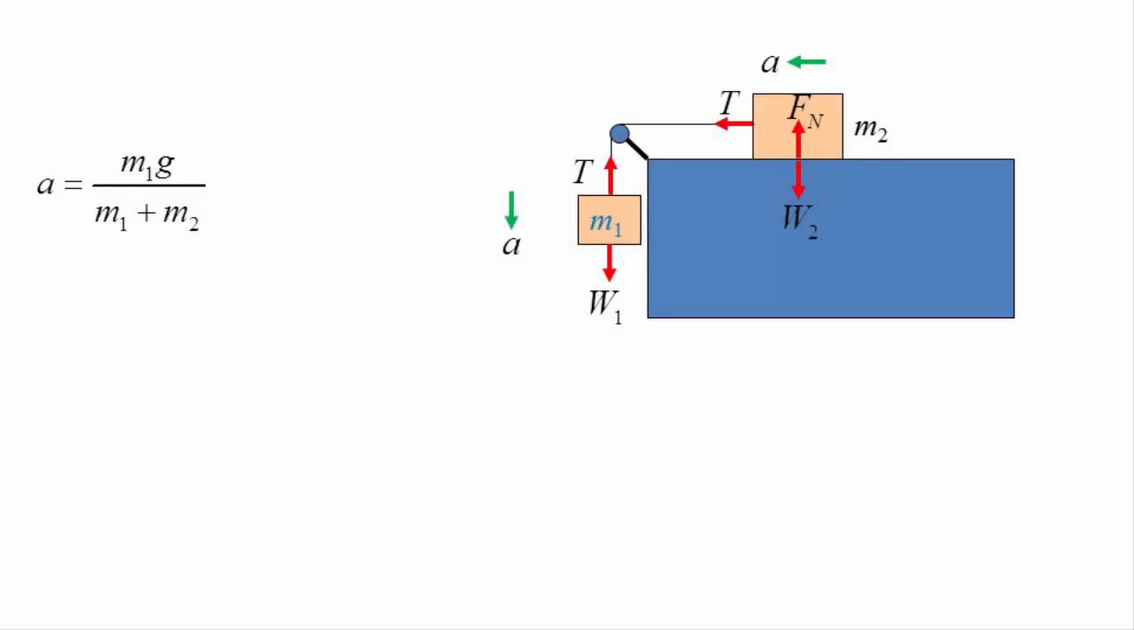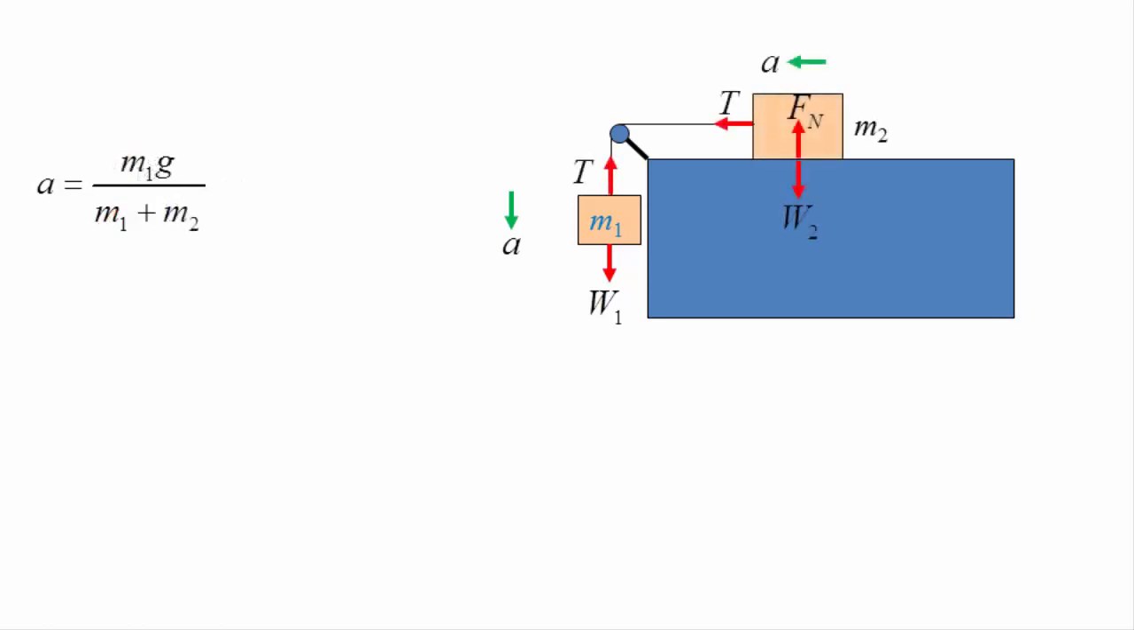Now what would the acceleration be if there was no mass 2? If there was no mass 2, then there is nothing holding mass 1 up, and mass 1 would simply fall under the influence of gravity. So it would experience gravity's acceleration of 9.8 meters per second squared. The equation will be the product of mass 1 and gravity divided by mass 1. Mass 1 will cancel out, and we're just left with gravity as expected.